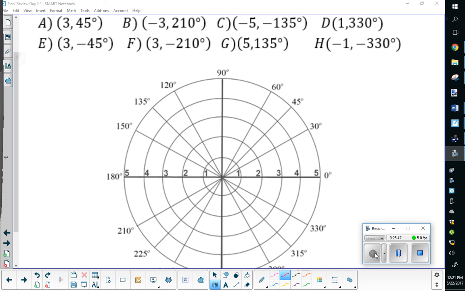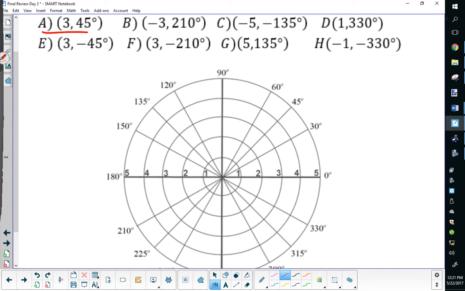The first one is 345, so that one's easy. Go to 345, put a dot. That's A. Letter B, negative 3, 210. Here is positive 3, 210 right here. What does the negative radius do to my dot? You run across to the other side. So I'm going to run across on that line to the other side.